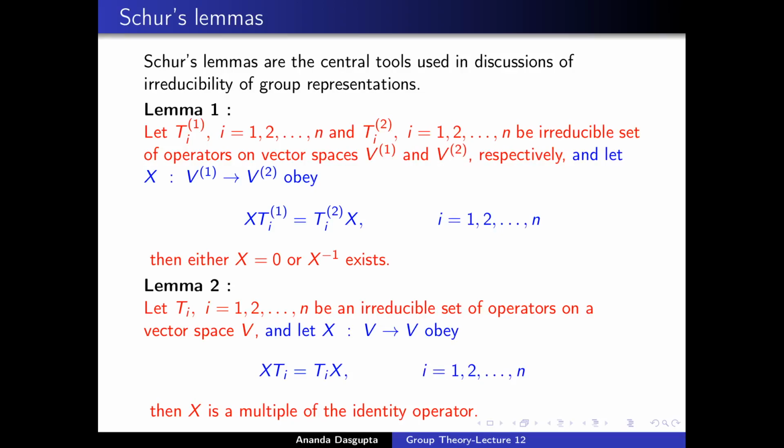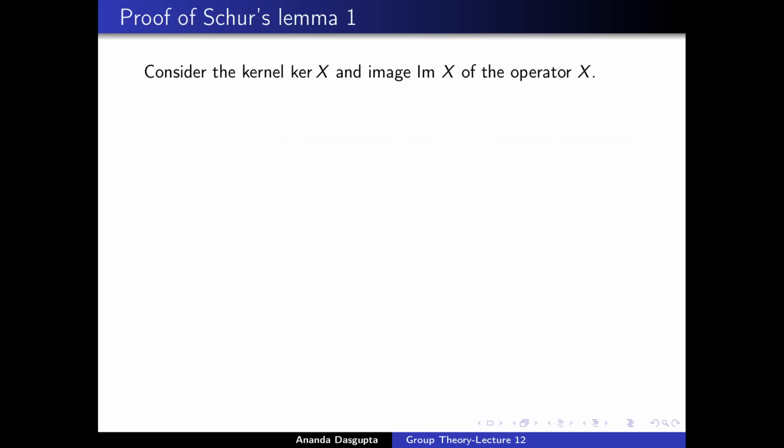In both cases, the proof essentially hinges on two specific subspaces associated with the map X. And these are very familiar subspaces from linear algebra, namely the kernel of X, ker X, and the image of X, denoted by im X. Let me just remind you that the kernel of X is the set of all vectors in the domain V1 which map onto the null vector of V2. And the image of X is nothing but the collection of all the vectors that you can get in V2 as a result of X acting on vectors in V1.